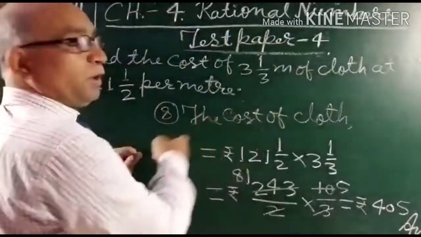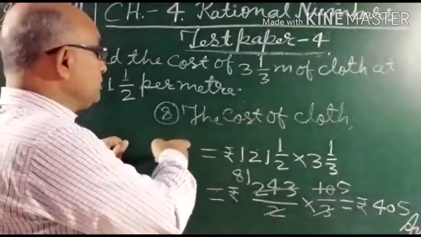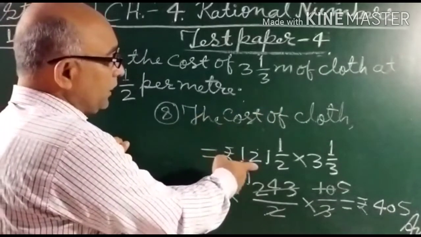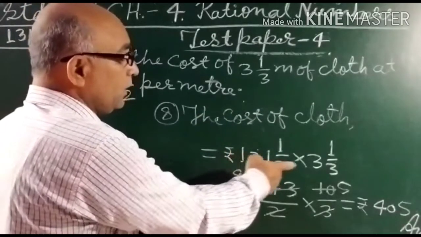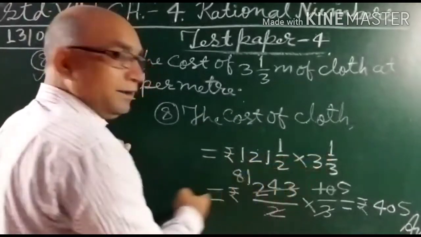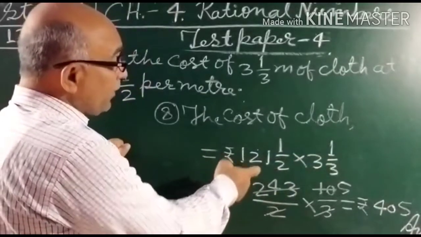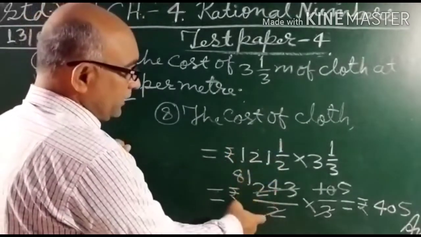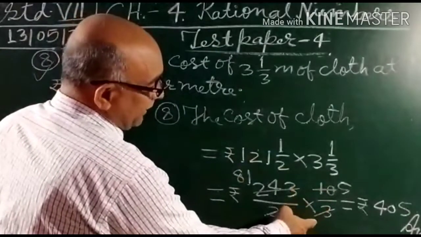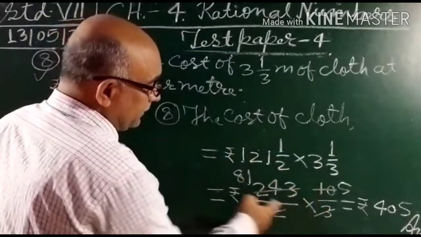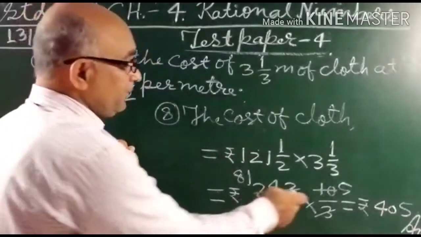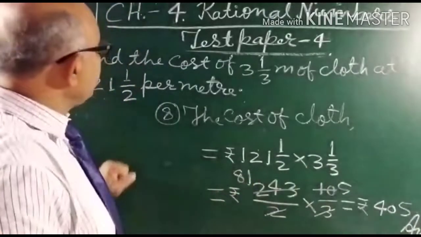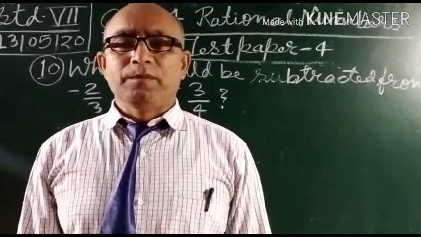Students, we have to find the cost of cloth. So the cost of cloth is equal to the rate per meter, rupees 121 whole 1 by 2, multiplied by the total length of cloth, 3 whole 1 by 3. Change it into improper fraction. So 121 times 2 is 242 plus 1, 243 by 2, into 10 by 3. 5 times 2 is 10, and 81 times 3 is 243, equal to 81 into 5, equal to rupees 405, answer. Write it.